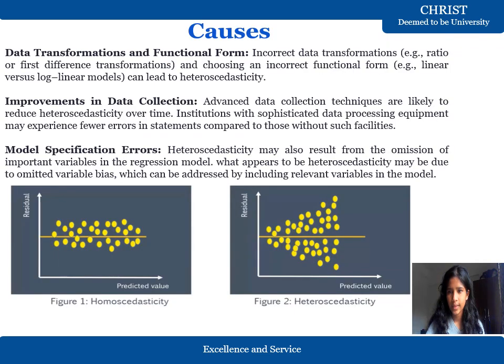I am Gulabshan and I will be discussing the causes of heteroscedasticity. As in this graph, we can see that as the vertical distance between residual and predicted value increases, there is an implication of the presence of heteroscedasticity. The sources of heteroscedasticity are, one, incorrect functional form and wrong data transformations. Second, improvements in data collection, wherein the methodologies for procurement of data differ according to institutions. Third, model specification errors, wherein wrong models are used or important variables are omitted.